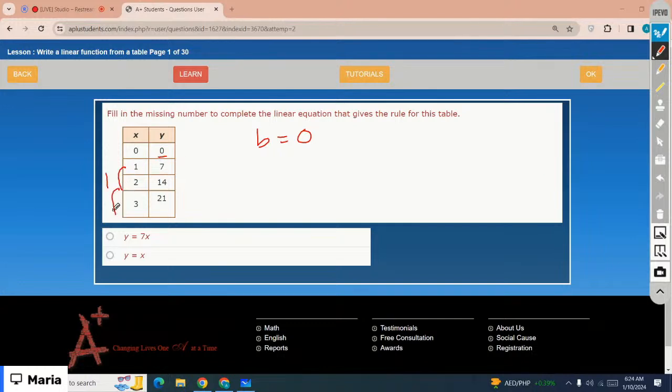1 plus 1 is 2, 2 plus 1 is 3. 7 plus 7 is 14. 14 plus 7 is 21. So slope equals change in y is 7 and change in x is 1. That is 7. So you have y equals mx plus b. So that is y equals 7x plus b, where b is 0. So the equation is y equals 7x, right? The correct option is y equals 7x. Option number 1 is the correct option.